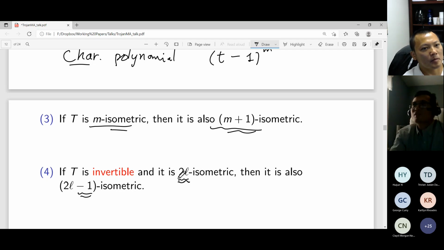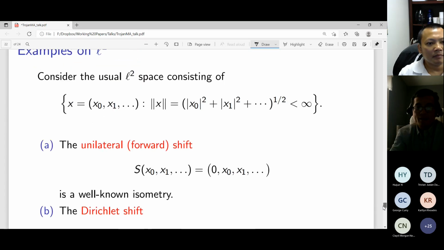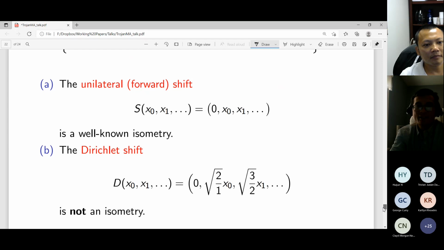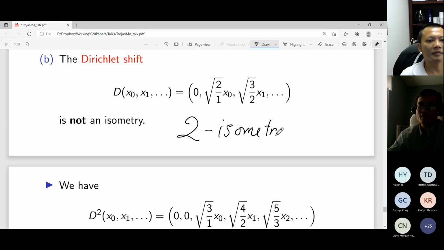So in finite dimensional space, when we talk about the smallest number m, it will always be odd. But for infinite dimensional, I didn't have time to talk about that. But maybe I'll just show you that in infinite dimensional there's the so-called Dirichlet shift. If we shift with certain coefficients appropriately, then it turns out this is a 2-isometry. So it's an even number here.